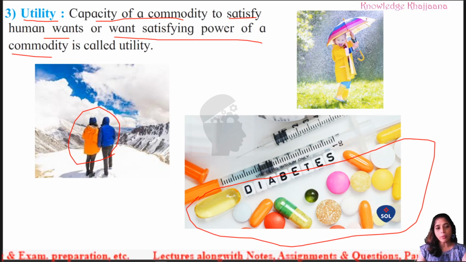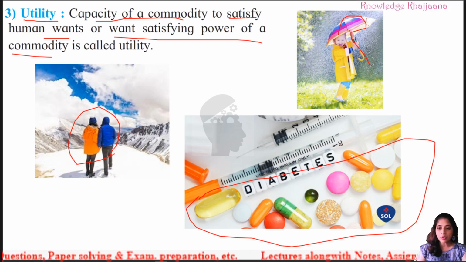So the utility of protecting the person from rain is hidden in what? In the umbrella, okay. The utility of protecting from the cold, chilling winter is hidden in the sweaters or woolen clothes. So these, because they satisfy the want, okay. These are the different goods which satisfy the human want, okay. Because utility is hidden in them. That is, all these goods possess the want satisfying power within themselves. That is called utility.